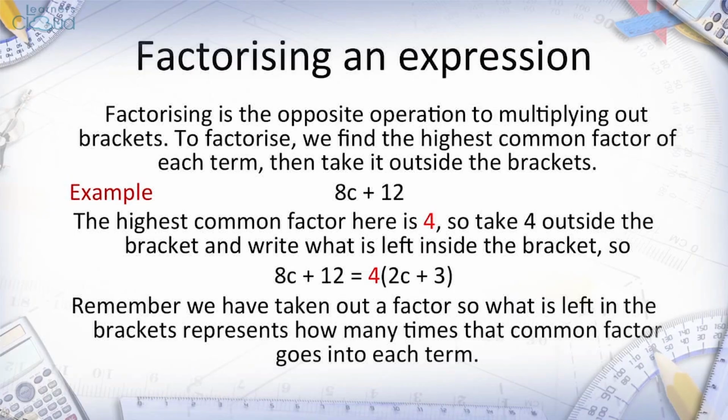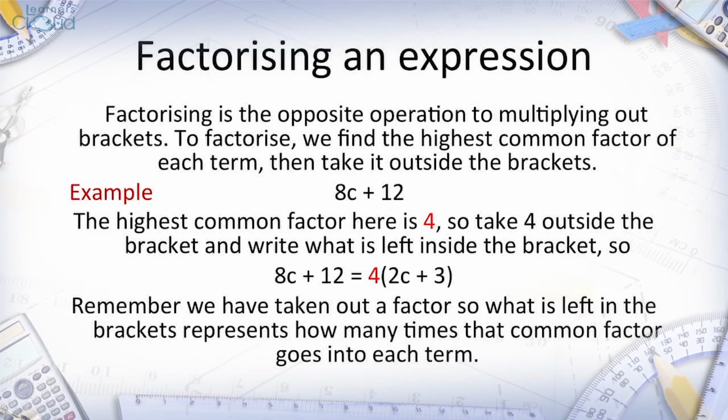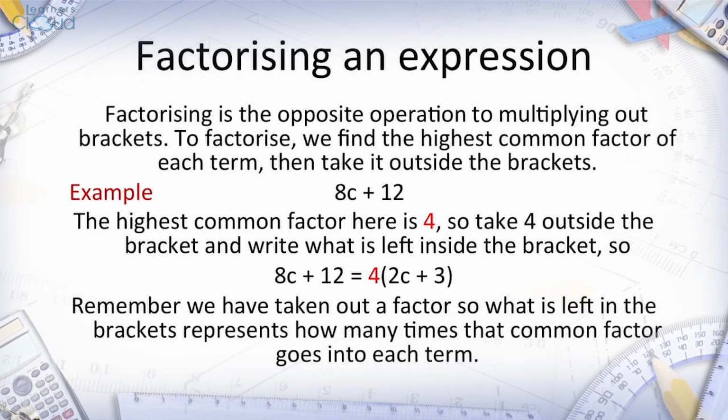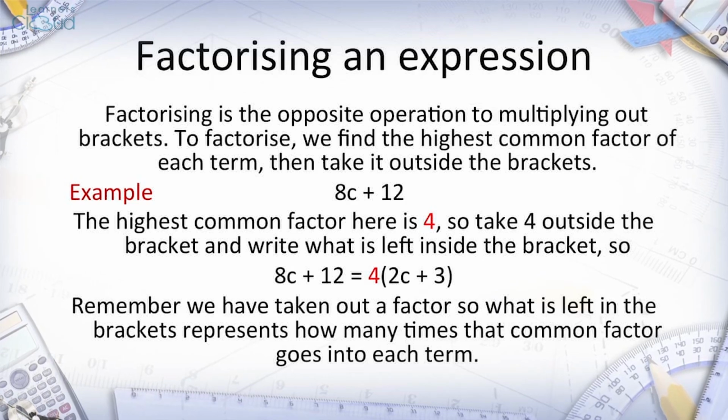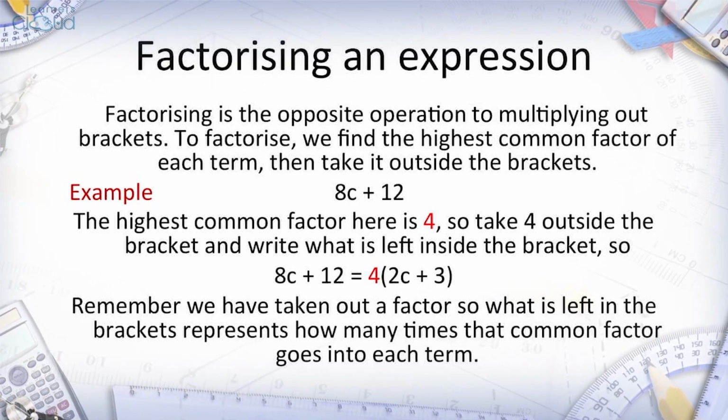So let's have a look at an example of how we factorise, and then we'll look at some on the board. Factorising is the opposite operation to multiplying out brackets. To factorise, we find the highest common factor of each term and then take it outside the brackets.